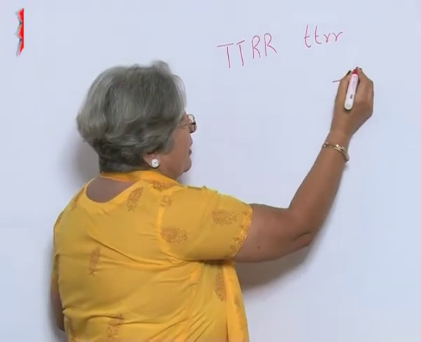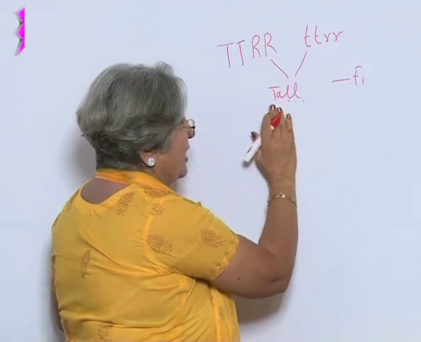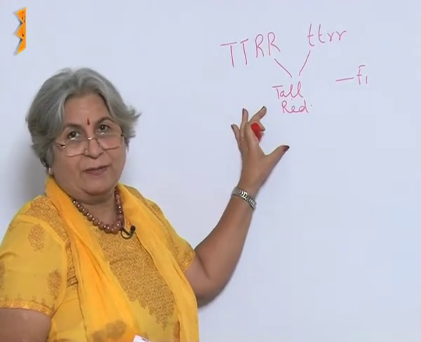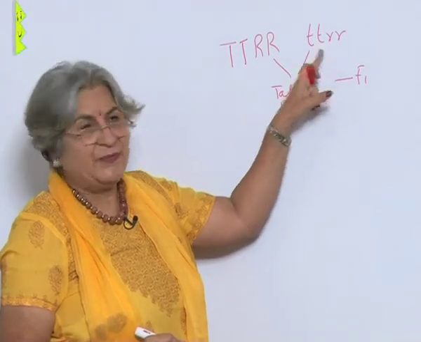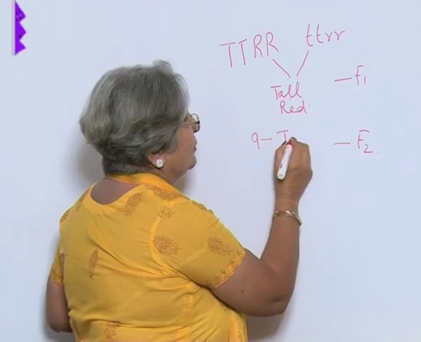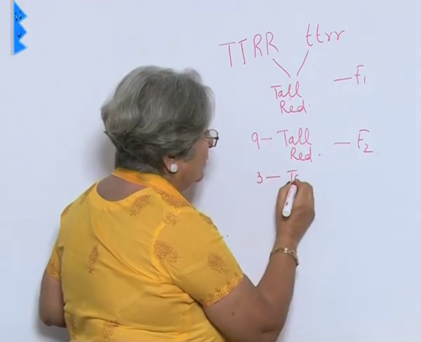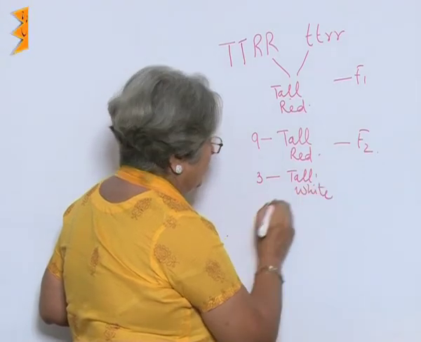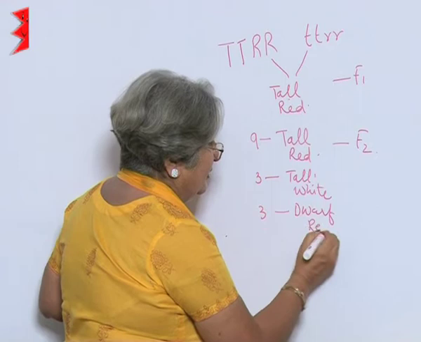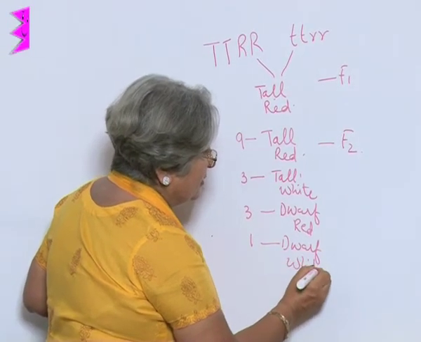In the F1 generation, what he found, that the plants were tall and red, which means both the tallness and the red color are dominant over dwarfness and whiteness, right? He further self-pollinated it, and in the F2 generation, he found that 9 plants were tall and red. 3 plants were tall and white. 3 were dwarf and red. And only 1 plant was dwarf and white, which means both recessive traits.